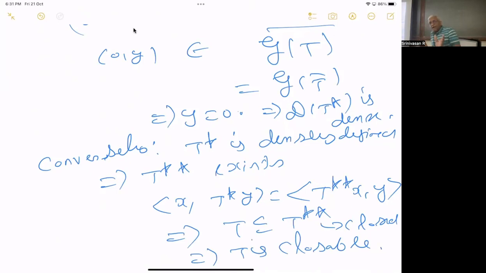Remember that closable and all those things have to do with the graph. Domain of T is dense. That's not a closed subspace. When we say something is closed, it has to do with the graph. The graph is closed.